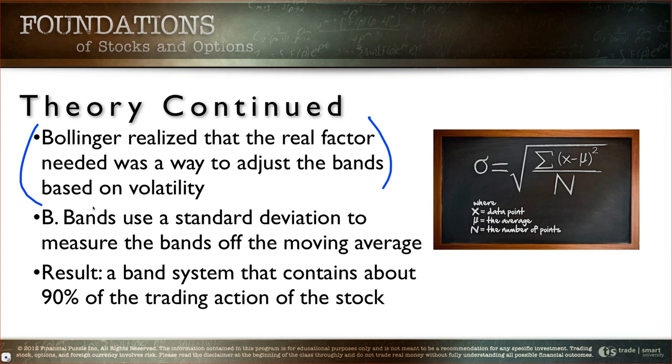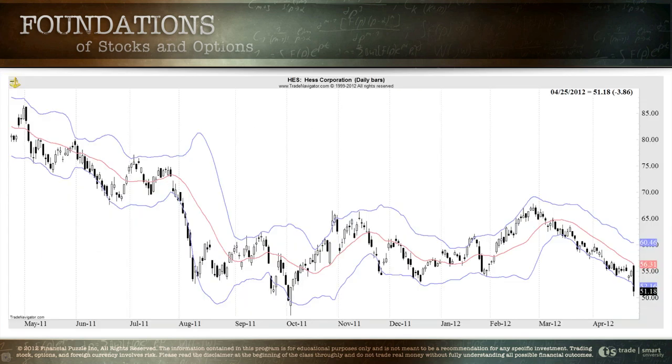So the Bollinger Bands use a standard deviation formula to measure the bands off of the moving average. The result is a band system that expands and contains about 90% of the trading action of the stock. The band is forecasting in many ways how high the trade could go. It's not really a forecasting tool per se, but it outlines how high the trade could go based on the volatility that's coming into the move. So let's take a look here, and I'll show you what I'm talking about.